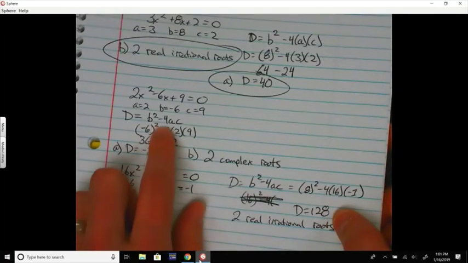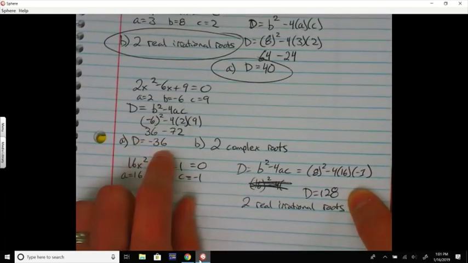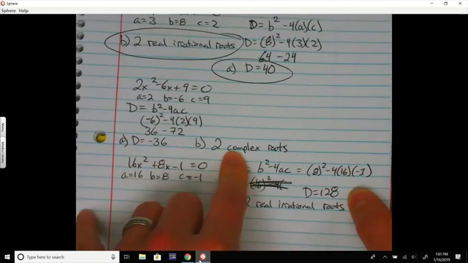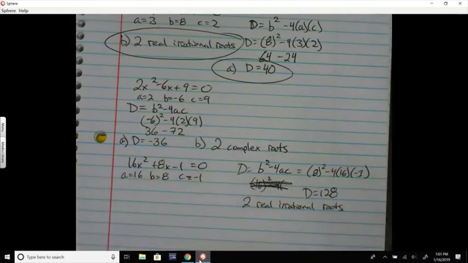The one before, we had a discriminant of negative 36. That's negative, so there are 2 complex roots. Negative is always 2 complex. 0 is always 1 root. And then positive would be either rational or irrational.